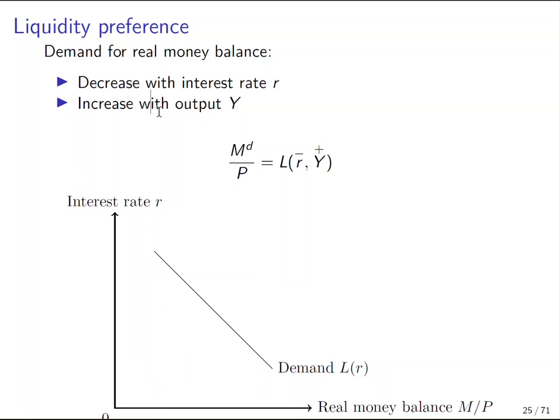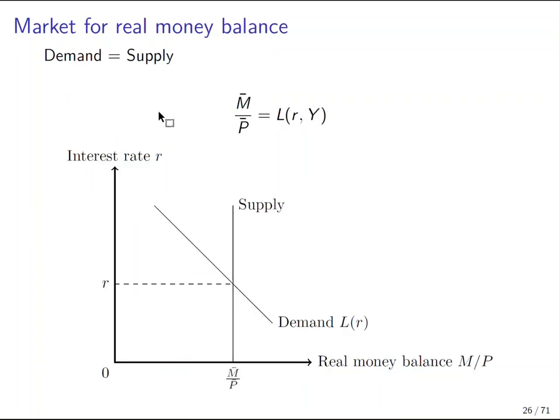Now we want to look at the equilibrium, right? Equilibrium is just demand equals supply, right? So the supply is fixed like this, right? And demand is downward sloping, right? That means we have the equilibrium here, with the interest rate and the money supply, right? So that is how the money market works, right?